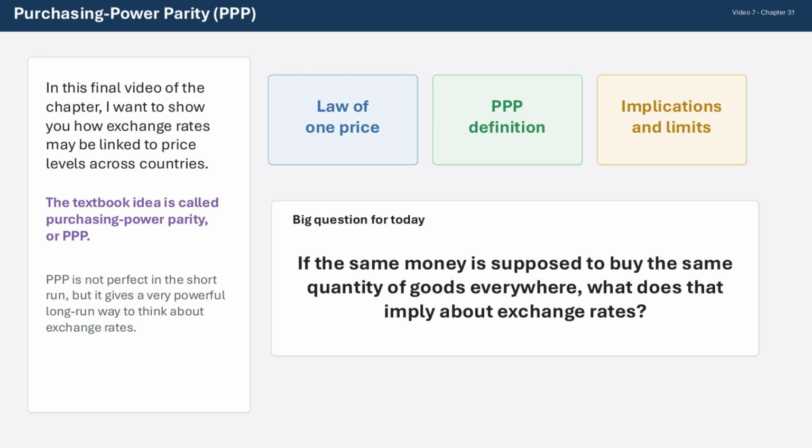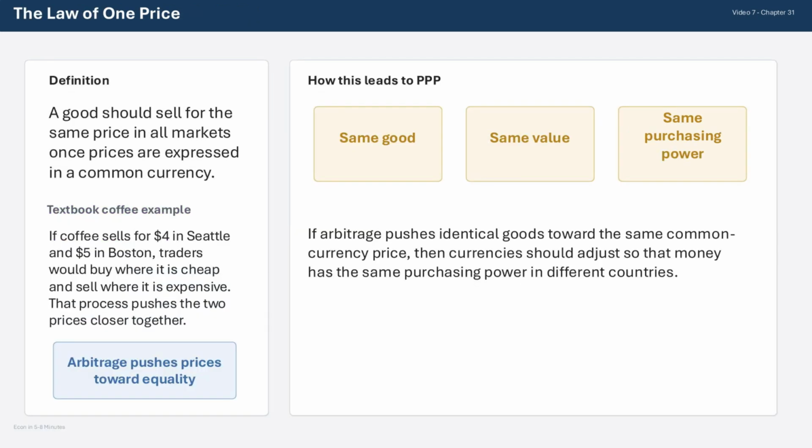And that is also why PPP is closely related to the idea of the real exchange rate. Both are trying to help us think about the relationship between currencies, prices, and the cost of goods across countries. So the big question for today is this: what should determine the exchange rate between two currencies in the long run? PPP gives us one possible answer. Let's start with the basic logic behind PPP.